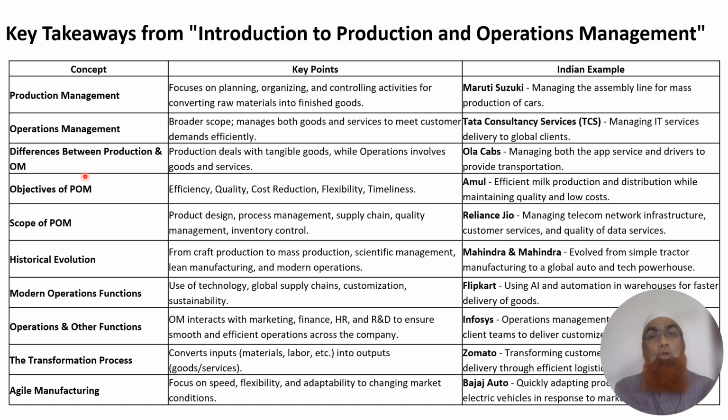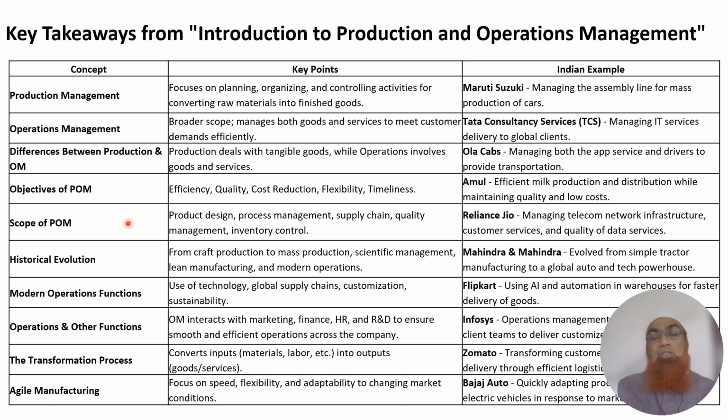Difference between production and operations management: production deals with tangible goods while operations involves goods and services both. Example is Ola Cars, managing both app services and drivers to provide transportation. The objective of POM, production and operations management, is efficiency, quality, cost reduction, flexibility, and timeliness. For example, Amul: efficient milk production and distribution while maintaining quality and low cost.